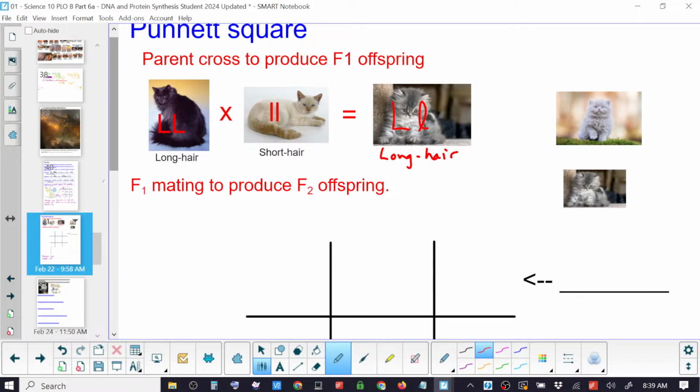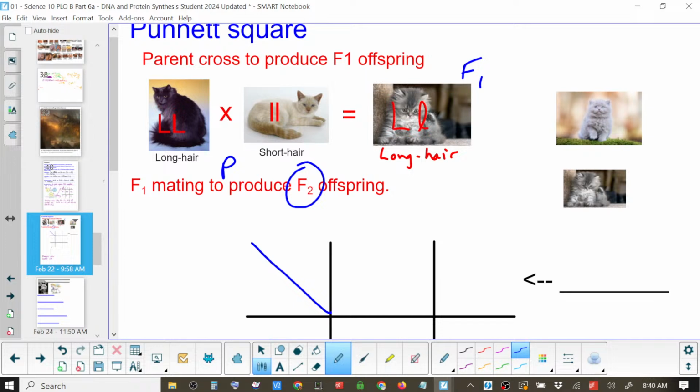Because the parent is L. And then write long hair to short hair. Just to be clear, what generation is this? The parents. What generation is this? F1. Which one do I want the Punnett square on? F2. The F1 is way too easy. Yeah, you've got the F2, because that's F1.